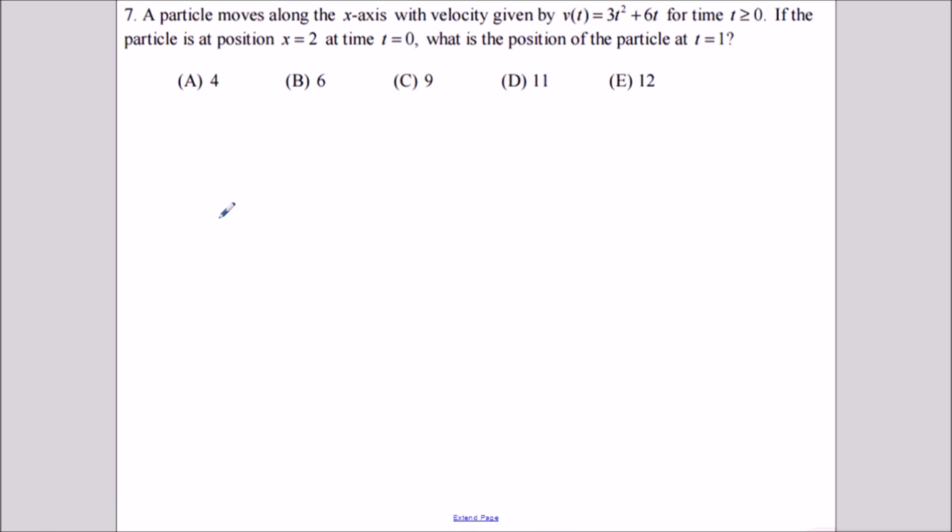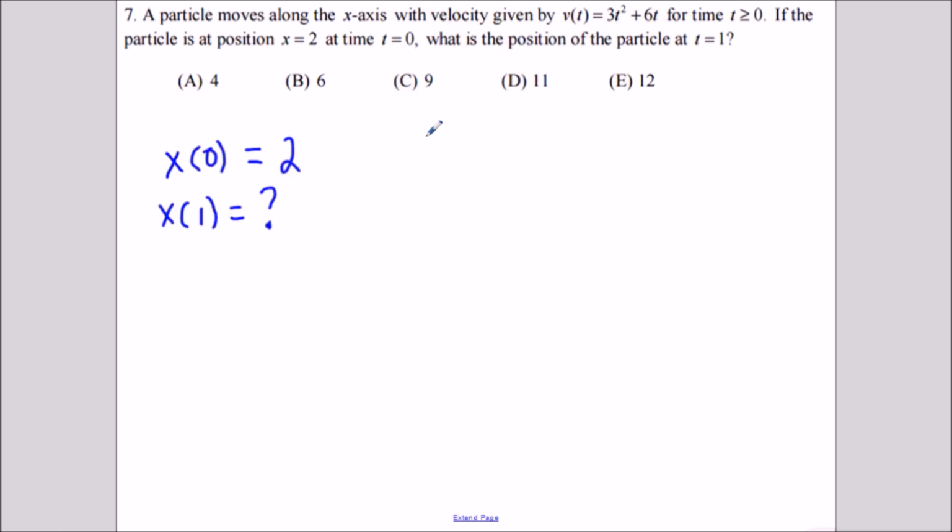Okay, for question 7, we have a particle moving along an x-axis, and we're given the velocity function. We want to find the position of the particle at t equals 1. And they're telling us the particle is at position 2 at time 0. So if we say x of t is the position function, they just told us that at time 0, which means x of 0, the particle is at position 2. And we're trying to find out what is x of 1.